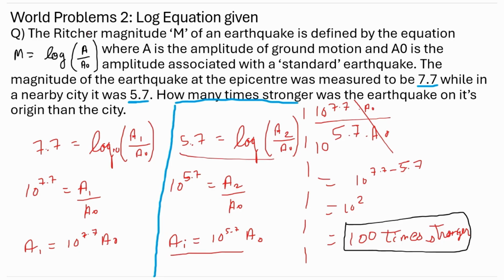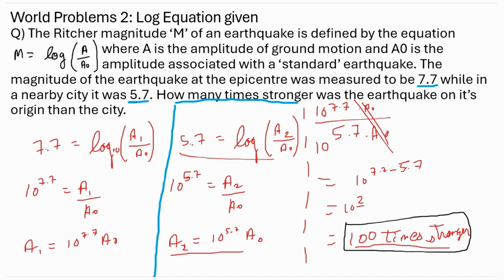We get a2 equals 10 to the power of 5.7 a0, and when you compare them you divide them. So as I said, the a0s cancel out. We're left with 10^7.7 divided by 10^5.7. When you're dividing exponents, you subtract the powers: 7.7 minus 5.7, which is 2. So it's 100 times stronger.